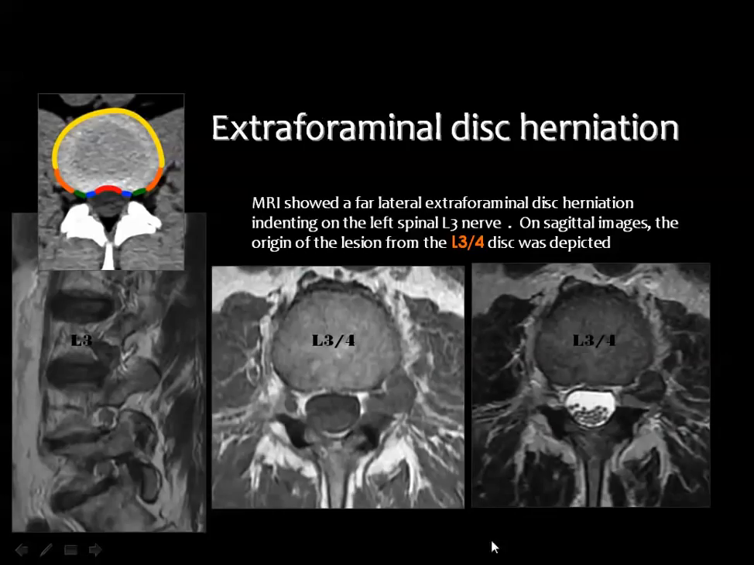Extraforaminal or lateral disc herniation is the herniated disc outside the foramen, but it is compressing the nerve root. Then the same rule in the sagittal image: you see the foramen containing fat with the nerve root inside, and here the foramen is totally obliterated by this herniating disc material.